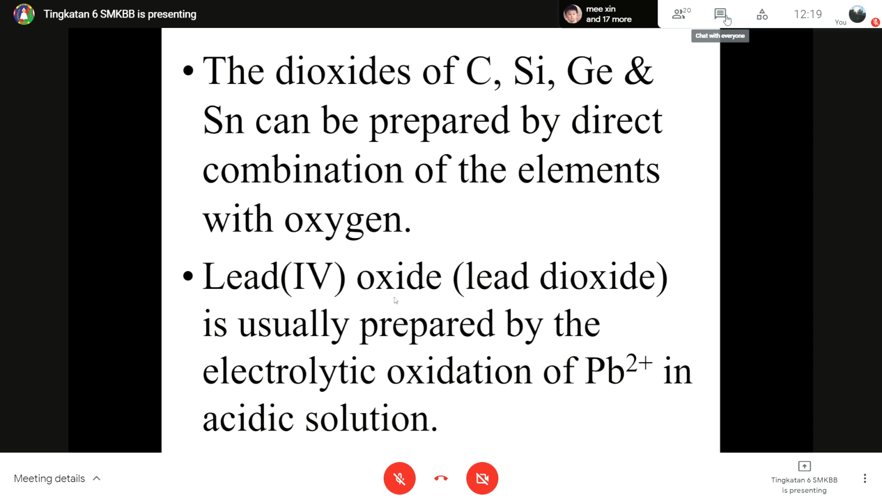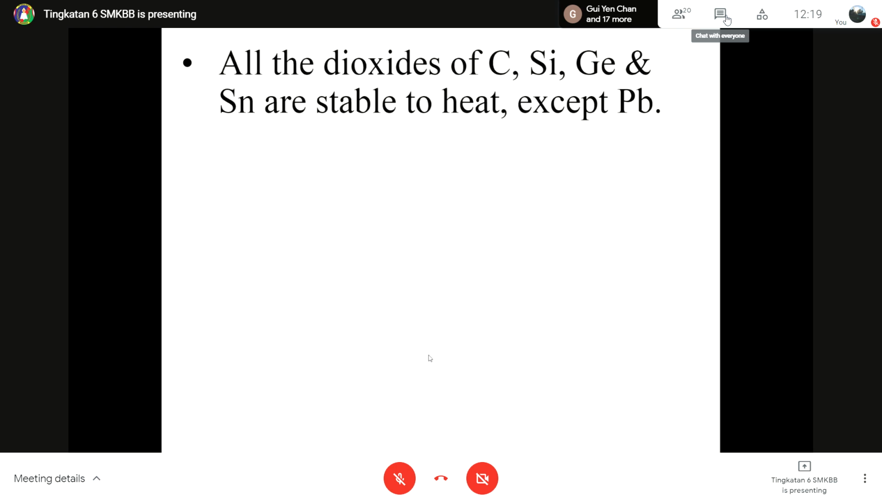Now, PbO2, lead 4 oxide, is usually prepared by the electrolytic oxidation of lead 2 in acidic solution. So this one we normally do not obtain by direct heating, because if you heat Pb with oxygen, you are going to get PbO and not PbO2. So the way PbO2 is prepared is slightly different. All the dioxides of carbon, silicon, germanium, tin are stable to heat. But of course, Pb definitely not.